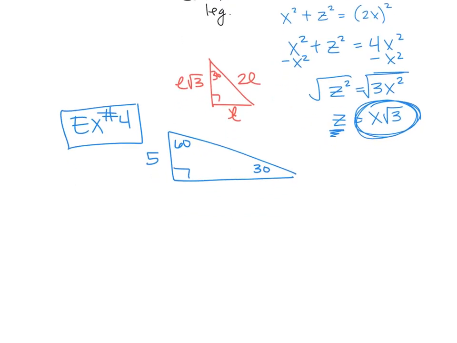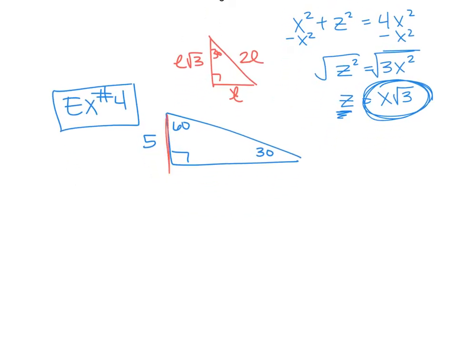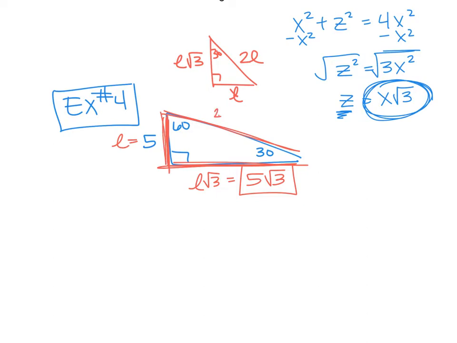All right. I am given here the shorter leg as 5. What would my longer leg have to be then? 5 rad 3, right? If this is L, then my L rad 3 is 5 rad 3. What's my hypotenuse? Double the shorter leg. Double my L would be 5 times 2, or 10. Okay? That's as simple as these get. You're given the shorter leg and you have to find the other two.